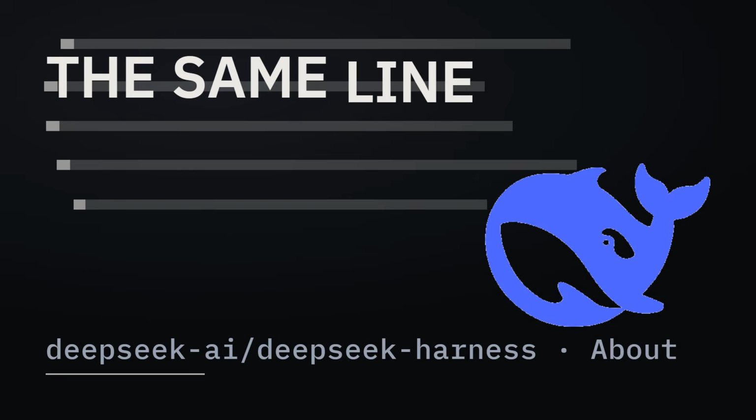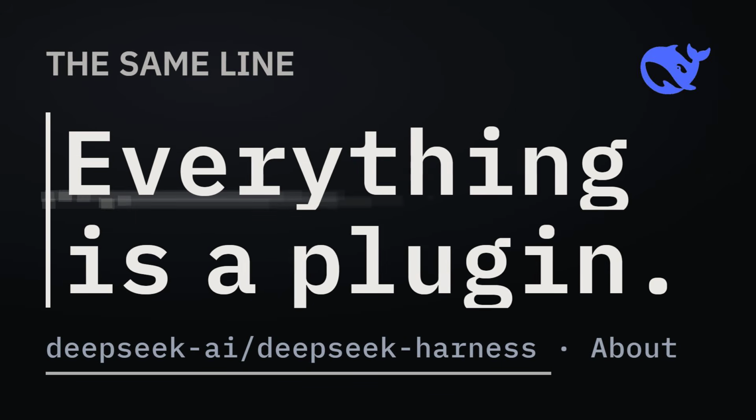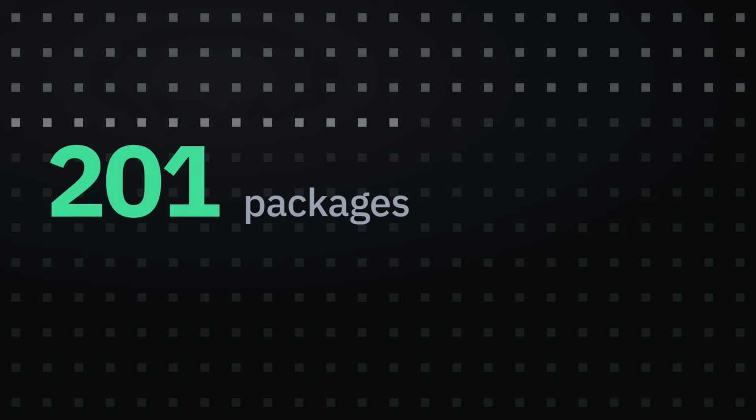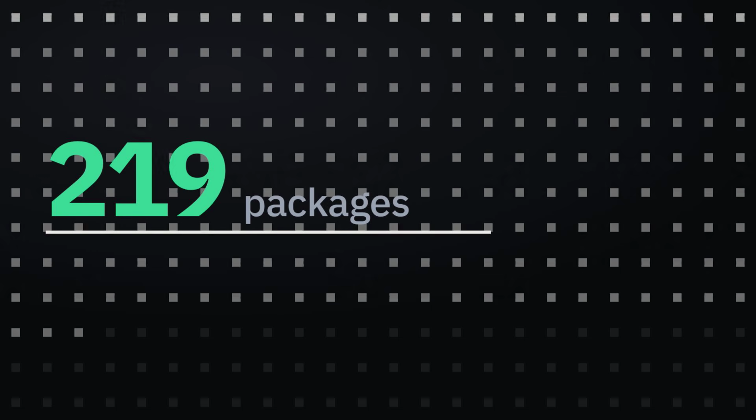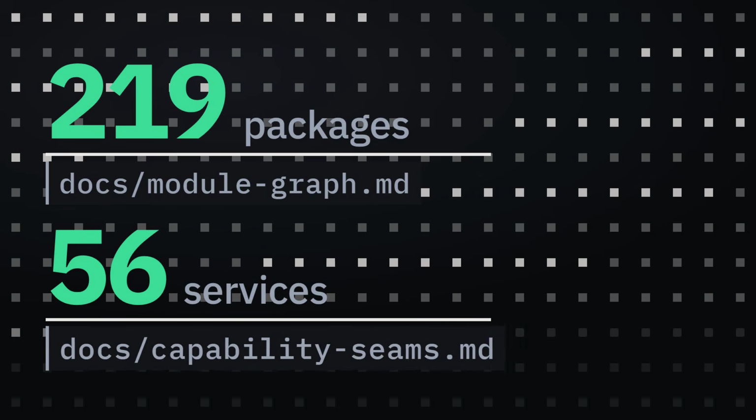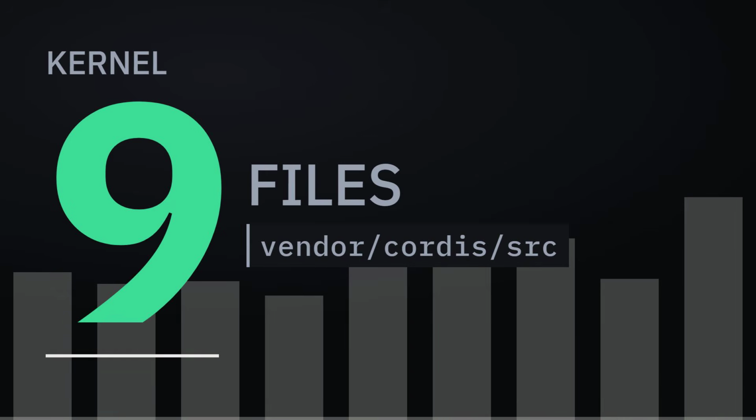Everyone repeated the same line. Everything is a plugin. Nobody counted it. So I counted it. 219 packages, 56 services, and a kernel of exactly 9 files.